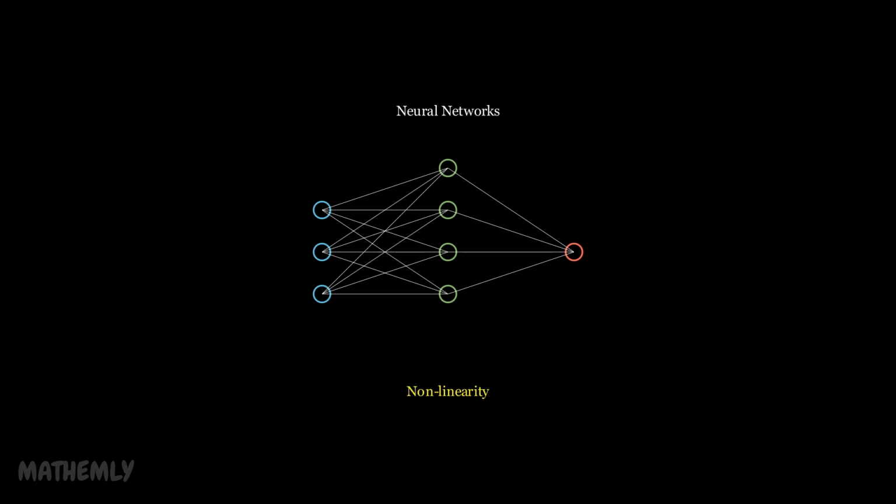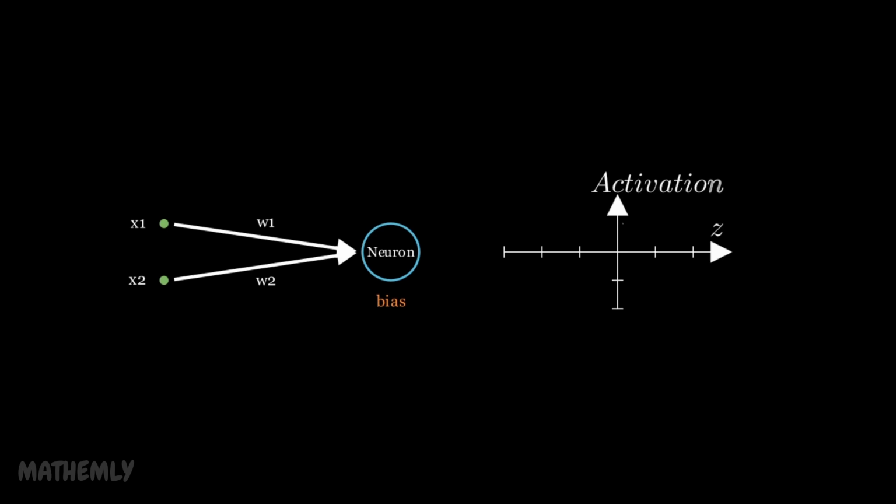Let's break this down. Think of each neuron in a neural network as a tiny decision maker. It takes in information, applies a weight, adds a bias, and then, most importantly, runs the result through something called an activation function. This function is what bends the straight line into curves, corners, and flexible shapes. We will discuss this section in depth in the upcoming videos.